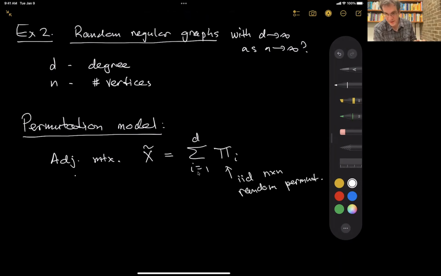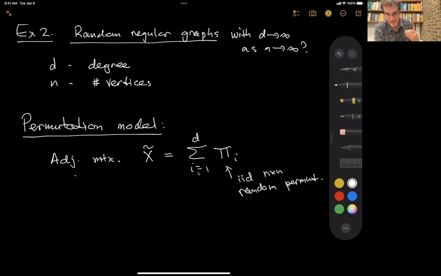So I just pick N by N permutation matrices uniformly at random. I pick D of them, D is the degree, and I add up these IID random permutation matrices. If you do this, you can easily check that the sum of every row and the sum of every column will be exactly D. So this is the adjacency matrix of a D-regular multigraph.